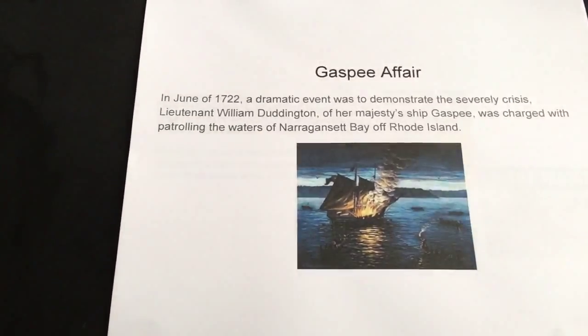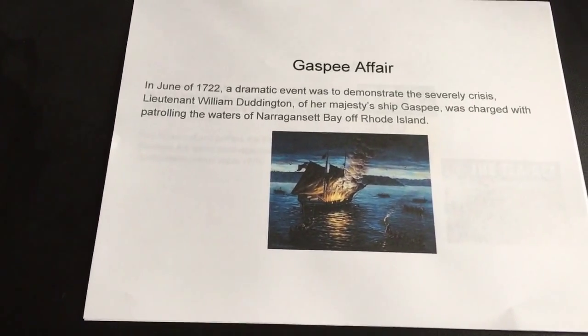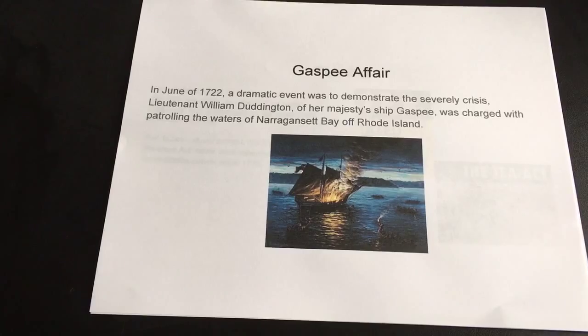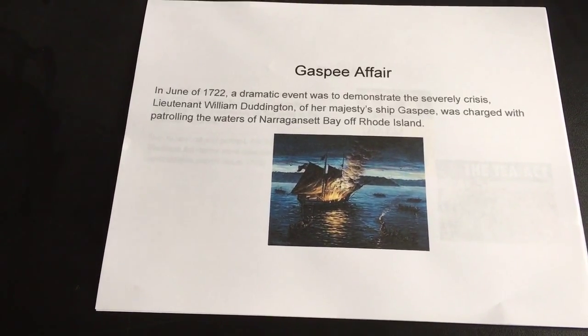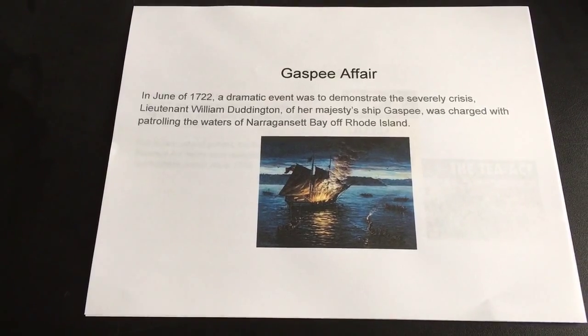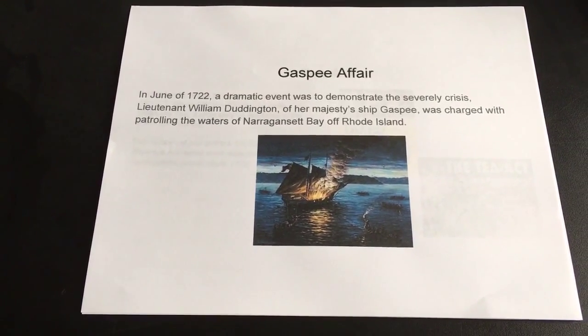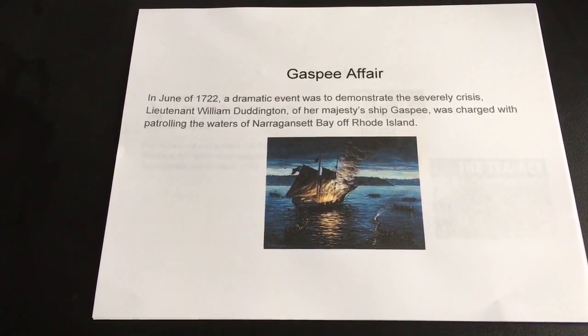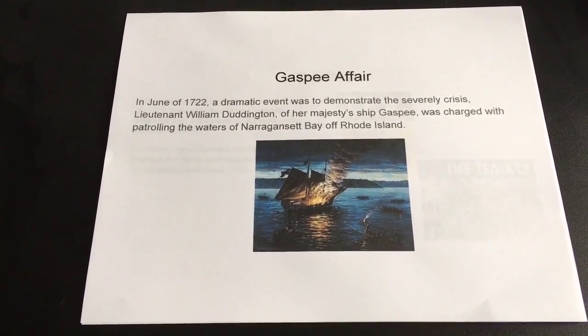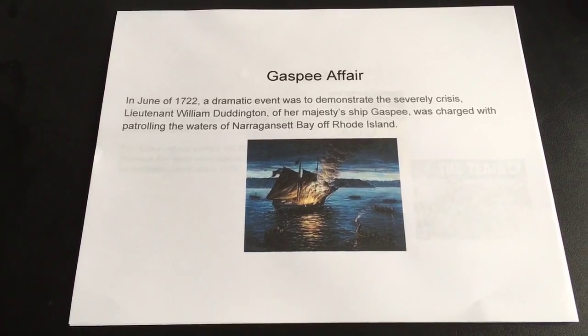In June of 1772, a dramatic event demonstrated the severity of the crisis. Lieutenant William Duddington of Her Majesty's ship Gaspee was charged with patrolling the waters of Narragansett Bay off Rhode Island. Duddington had earned a reputation as an overzealous enforcer, impounding the goods of merchants.